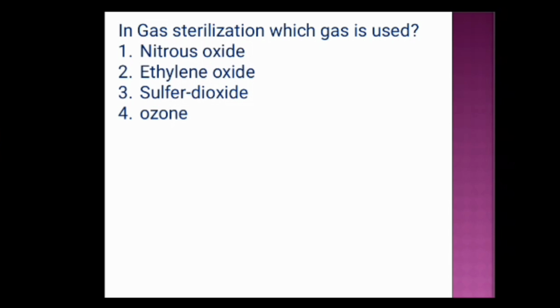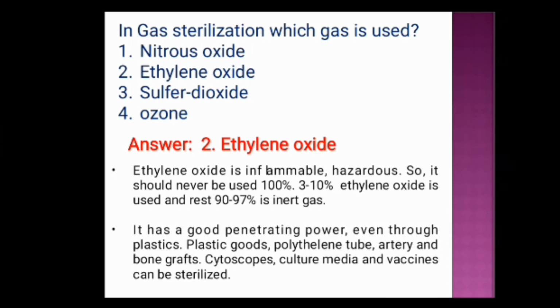Next, in gas sterilization, which gas is used? Option 1 nitrous oxide, option 2 ethylene oxide, option 3 sulfur dioxide, option 4 ozone, and the correct answer is option 2, ethylene oxide. Ethylene oxide is inflammable and hazardous, so it should never be used at 100%. 3 to 10% ethylene oxide is used, and the rest, 90 to 97%, is inert gas. Ethylene oxide has good penetration power even through plastics. Plastic goods, polyethylene tubes, artery grafts, bone grafts, cystoscopes, culture media, and vaccines can be sterilized by ethylene oxide, that is, by gas sterilization.